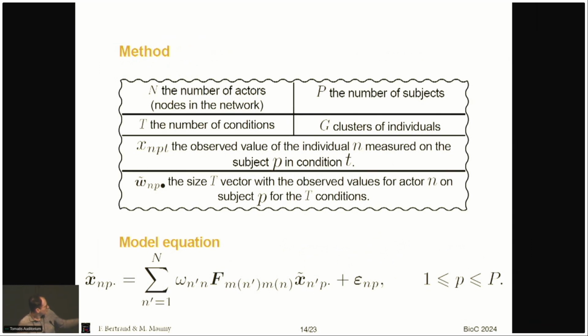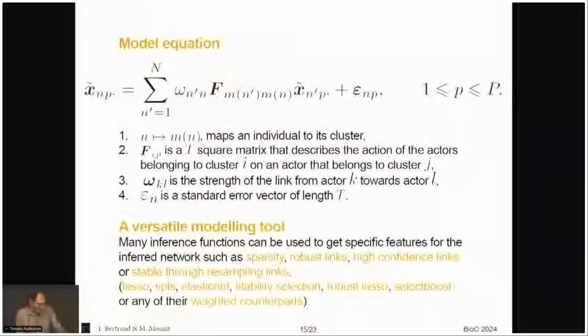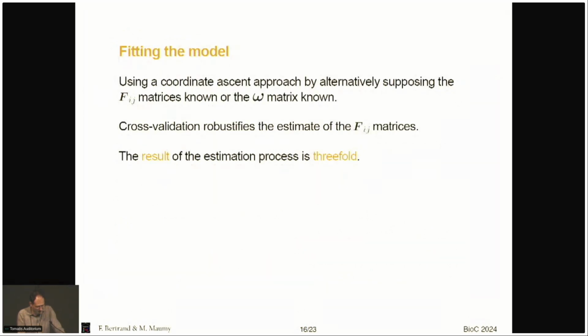So it was one kind of linear model, and you integrate both the omega, which tells you if any actor can act on any other one at any time, and the F1, which can model the way the signal will progress through time. So the result of the inference will be twofold. And this way you get quite a versatile modeling tool because you can separate the inference of the structure of the network and the inference of the signal through the network.